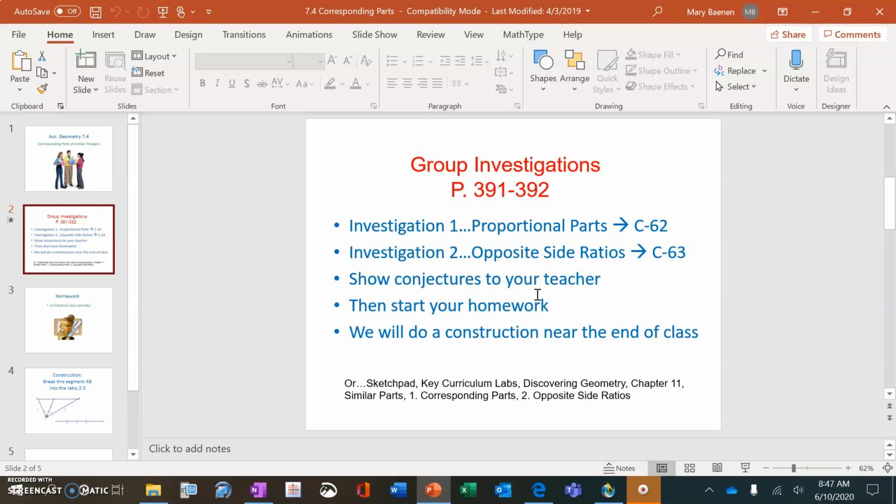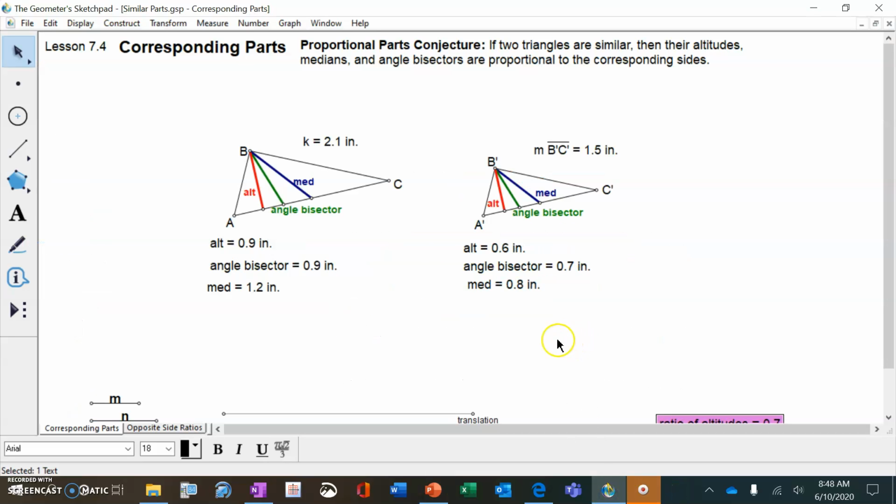If you go to My CMH and you go to links, chapter 7, you will see for section 7.4 that there is a video on corresponding parts of similar triangles, and that might also be a good thing to look at. I am going to also go to Sketchpad here, where there is an investigation set up for the first investigation.